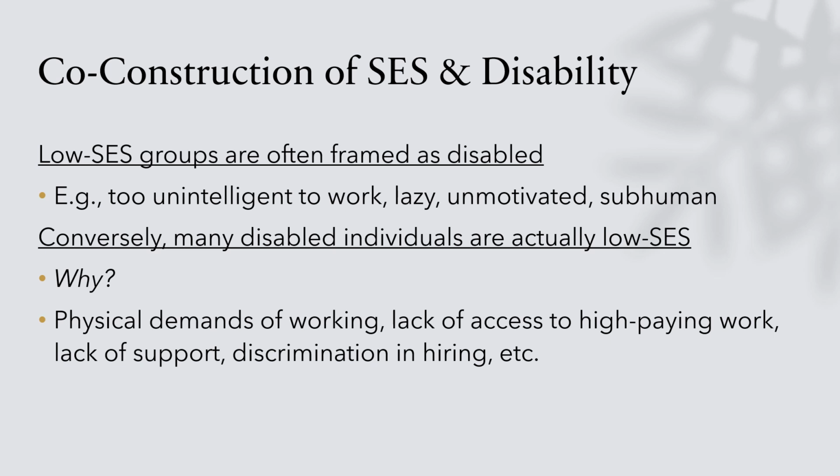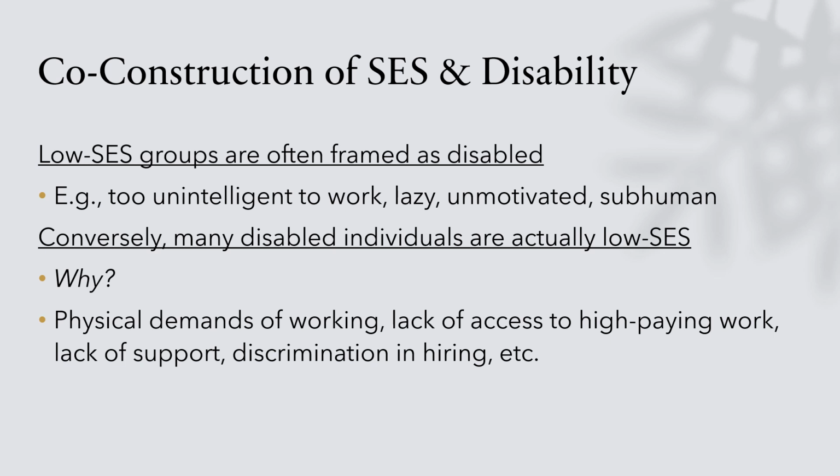I'd like to move on now to another example of the co-construction of socioeconomic status and disability. A lot of the time we see low SES groups framed as disabled in terms of especially intelligence. Again, we see this pattern over and over and over, this devaluation of lower intelligence, this devaluation of perhaps intellectual or developmental disabilities, and this assumption that individuals of other marginalized groups are also a part of that group of people with lower intelligence. So we see these ideas, these stereotypes that low SES individuals are too unintelligent to work, or they are lazy or unmotivated, or perhaps even subhuman, right? Really just devaluing and oppressing this community.